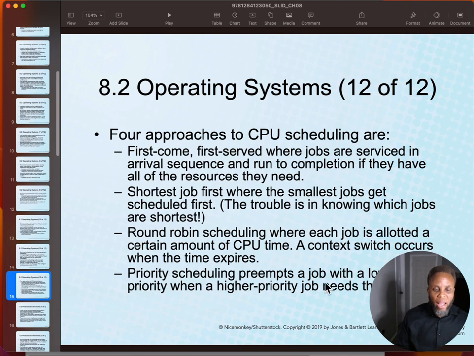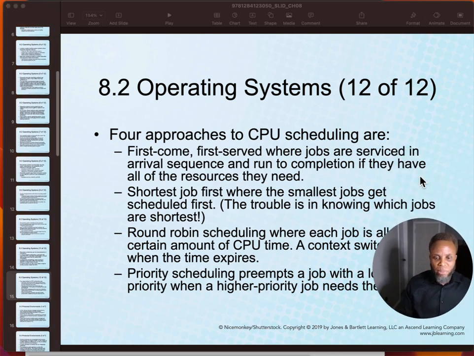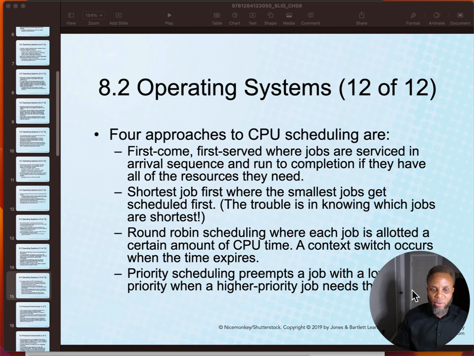Okay. And then priority is where a job is scheduled based on its priority. Again, one of the challenges here is, how does the CPU determine which job is more important than which one. Okay, so these are the four approaches that a CPU uses to schedule jobs that it has to execute on the machine.